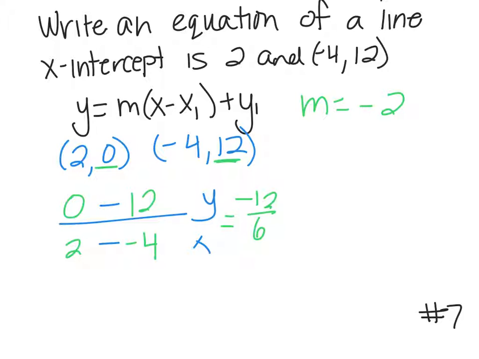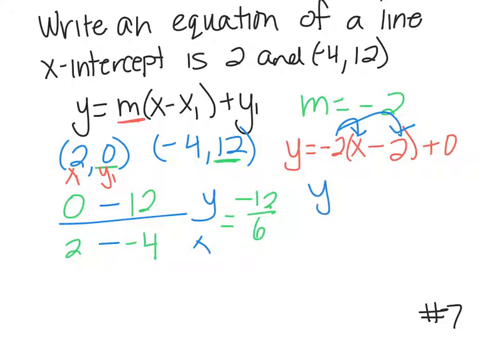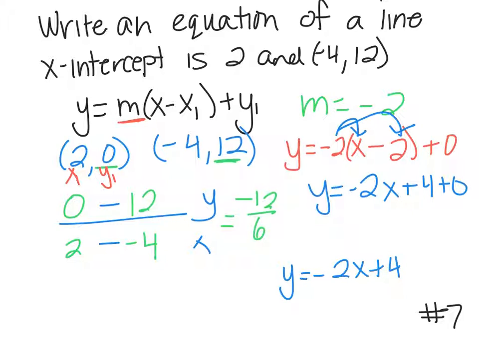So I'm going to use this equation. Y equals, m stands for slope, negative 2. X, and I need to use a point. So let's use the one with a 0. It's usually easier. Here's x and y, x1 and y1. So x minus x1, which is 2, plus 0. Now I just have to distribute and solve. So I'm going to distribute this negative 2. So I have y equals negative 2x plus 4 plus 0. So my final answer is y equals negative 2x plus 4.